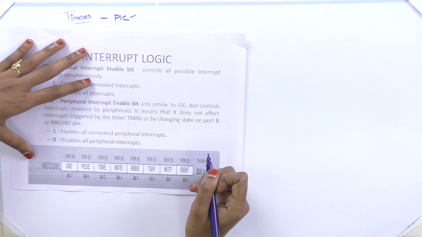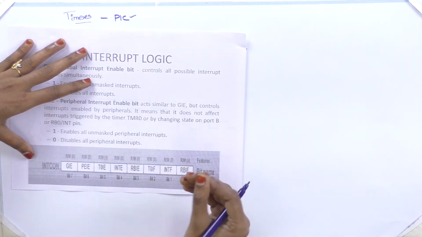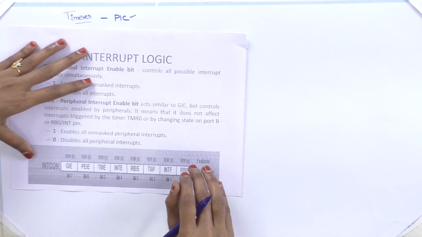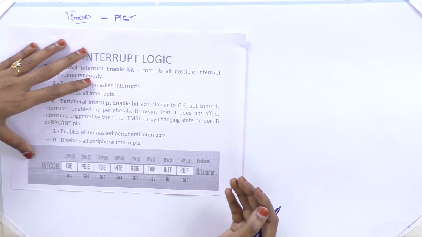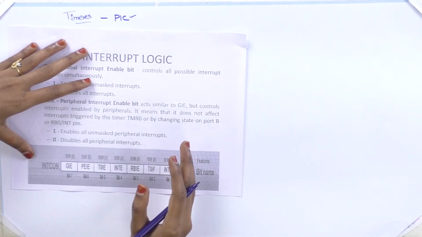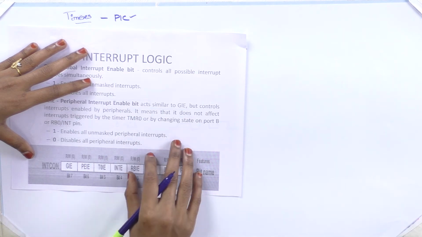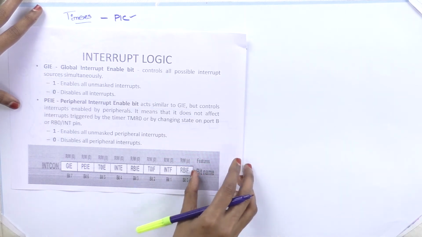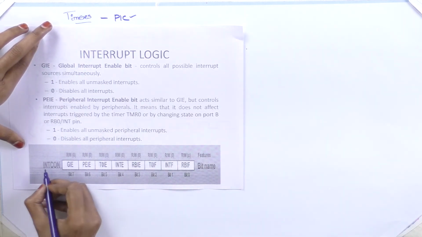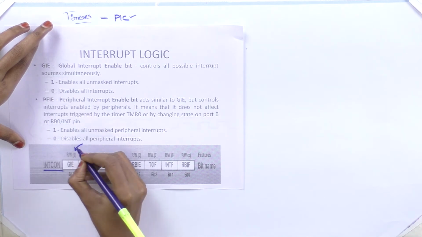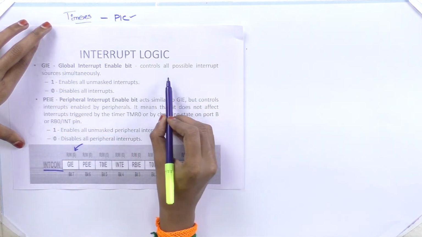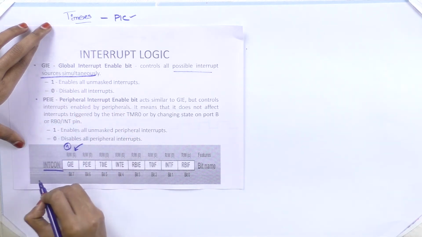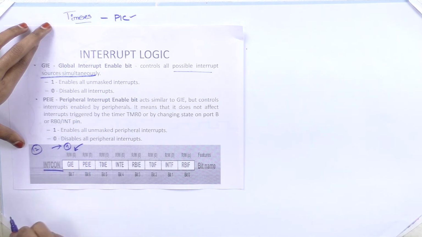Fine. As I have already told you, to recognize an interrupt and to perform the ISR, the particular interrupt's enable bit should be enabled, along with the global interrupt enable and the peripheral interrupt enable bits. Now we will see how we can enable and disable those interrupts. In the interrupt control register, bit number 7 is global interrupt enable. This controls all possible interrupt sources simultaneously. If this bit is 1, all those 12 interrupt sources are enabled.